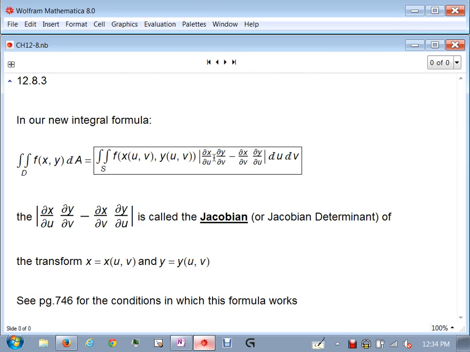So I need to find the partial of x with respect to u times partial of y with respect to v minus partial x with respect to v times partial y with respect to u, right? Let me write it on the board because we're going to need it a few times in here. Oh man, I'm almost out of time.